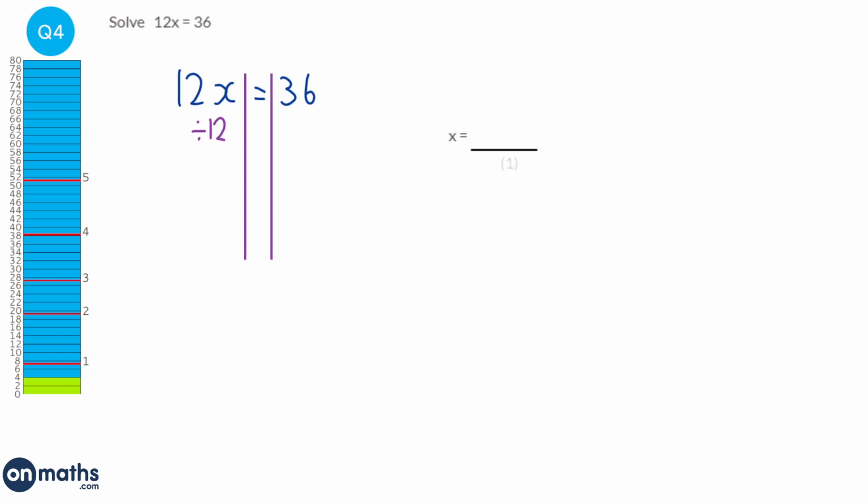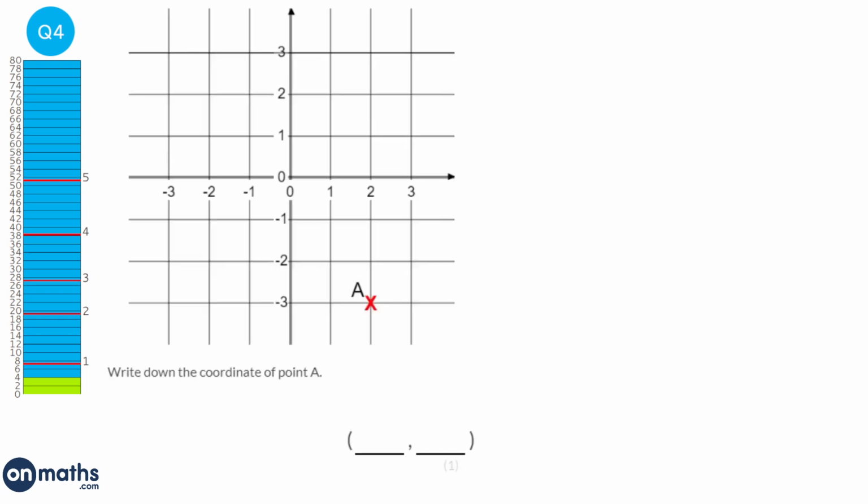So if I divide the left-hand side by 12, I have to divide the right-hand side by 12. So on the left-hand side, we just have the x, which is what we want. On the right-hand side, we do 36 divided by 12. How many 12s in 36? That would be 3. So our solution is x equals 3.